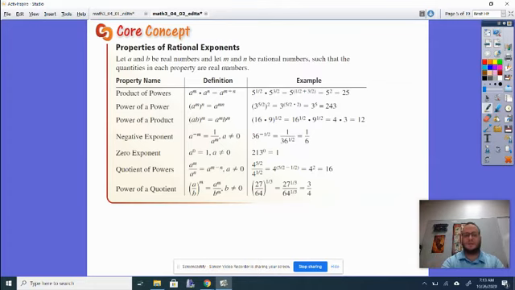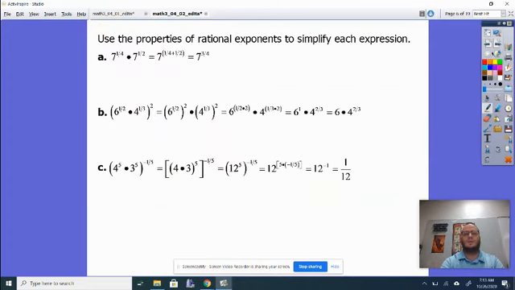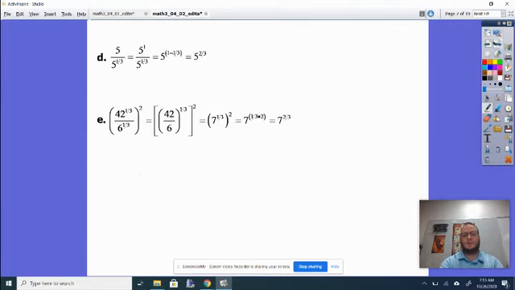So there are those definitions again for you. And then this just asks you to use the properties. I'm more worried about you being able to actually use them versus being able to name them. So I'm going to go ahead and go on again.